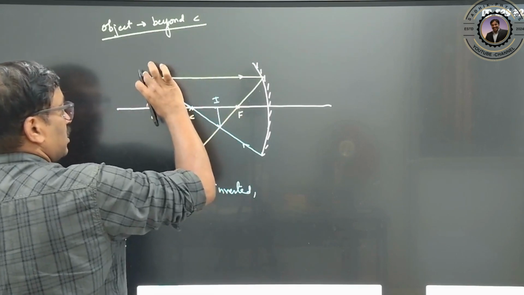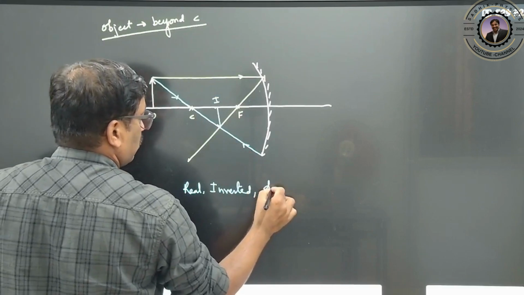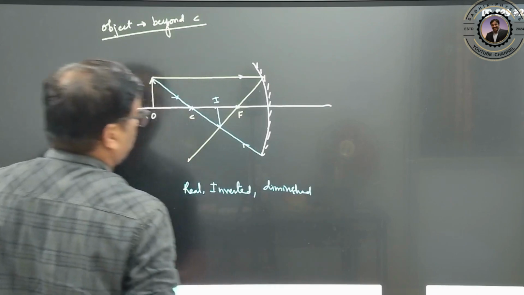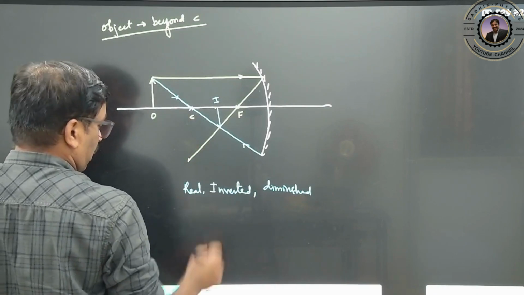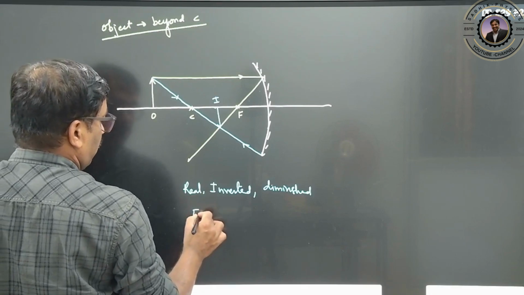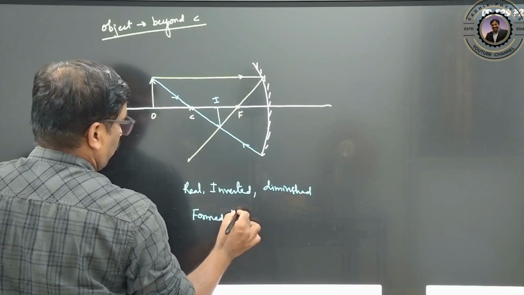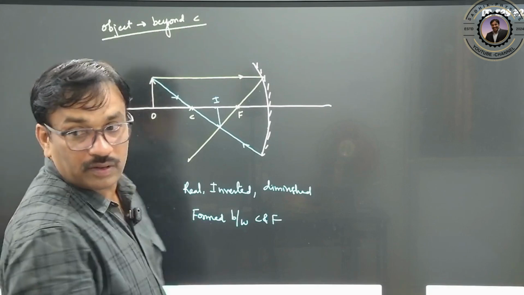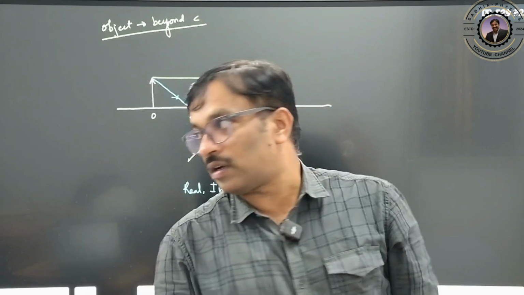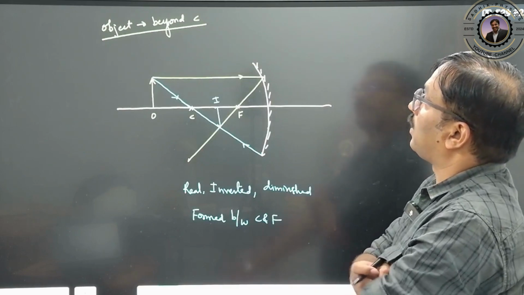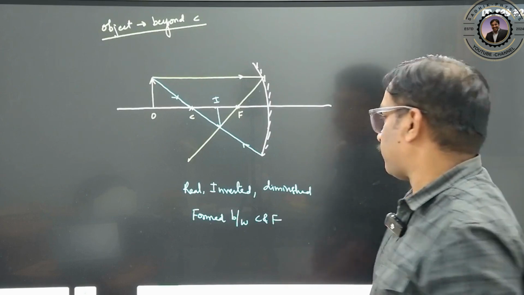So this is a big size, this is a smaller size, so therefore definitely diminished, right, real, inverted and diminished. So where is it formed? Between C and F. Clear? You understand, no? So this is your image formation. Clear? So that is when an object is beyond C.